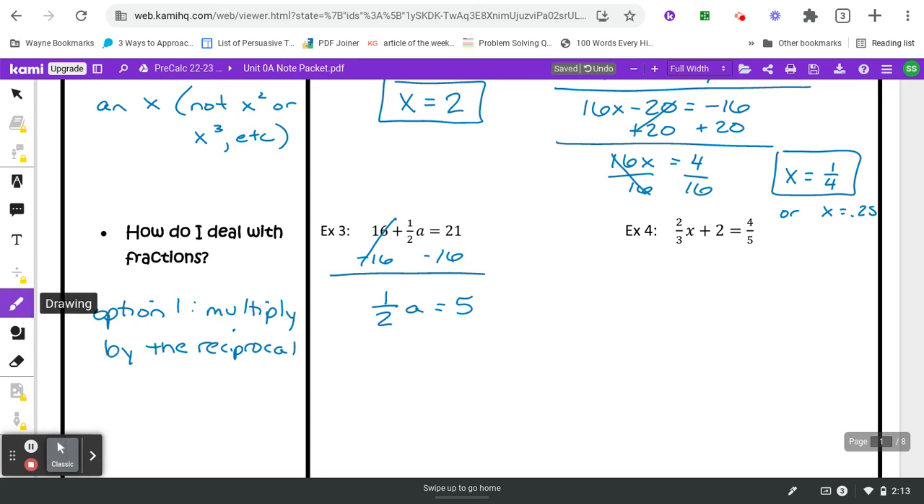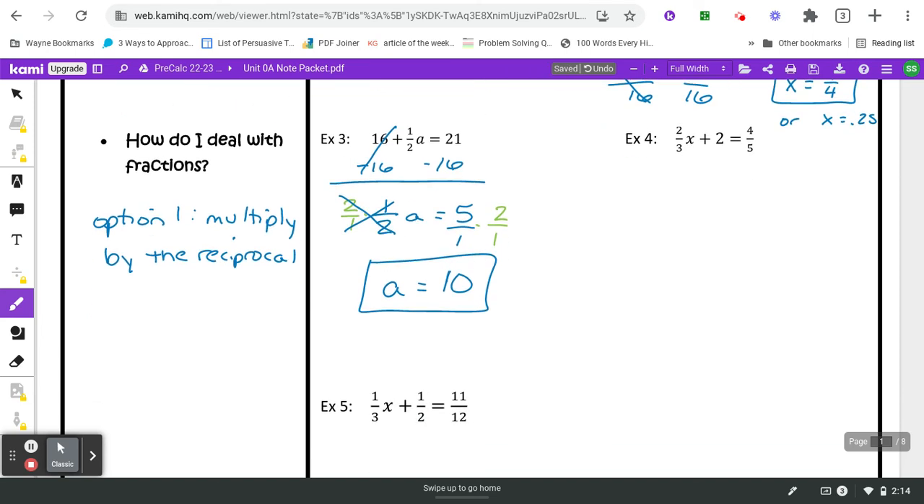The reciprocal of 1/2 is 2 over 1. Do that on the left, also do that on the right. And you can even turn 5 into a fraction, 5 over 1. The 2's and the 1's cancel, leaving you a equals. Then multiply the numerators together, 10. Denominators together, that's 1. 10 divided by 1 just gets us 10.